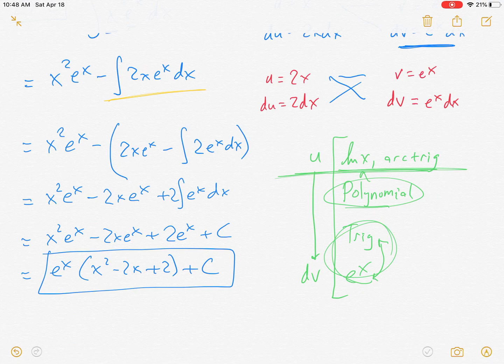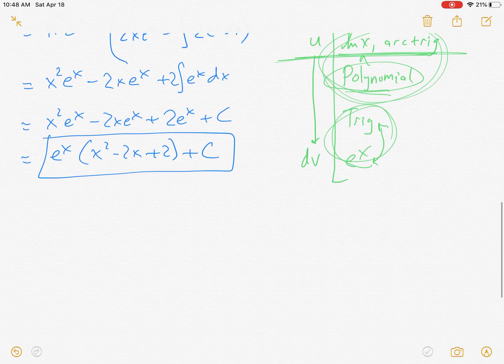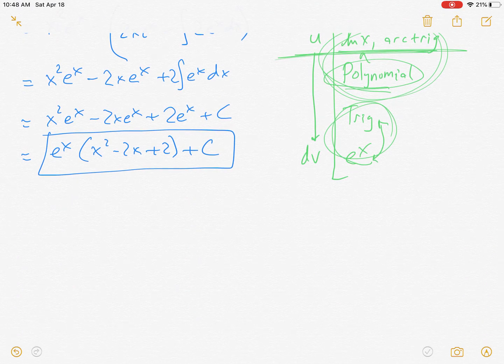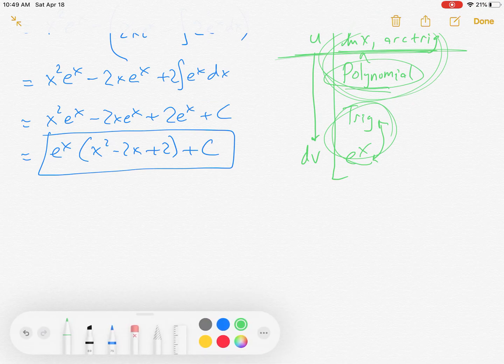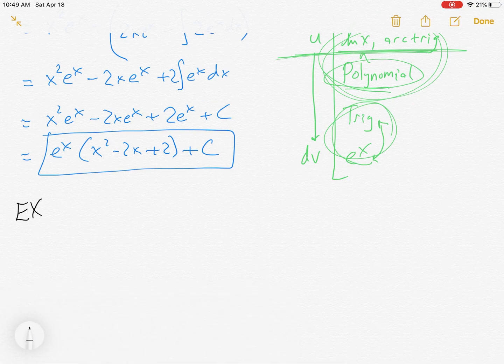But I can tell you, these always are u. Polynomials can go either way, but they probably prefer to be u unless they're matched with an ln of x or arc trig. These two, I don't know. If they're matched up with any up here, of course, they have to be dv. But if they're matched together, which this next one's going to be, it's a little bit harder to figure out what to do. Okay, our final example.